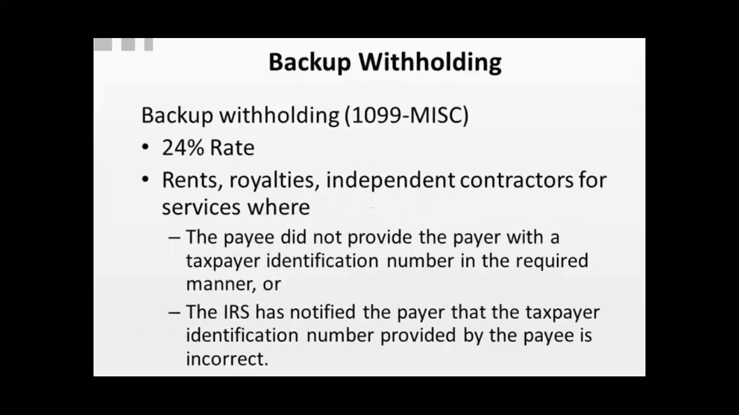Backup withholding is at a 24% rate. This is not a regular tax rate. It's 24%. Used to be 28, now 24%. It applies to rents, royalties, independent contractors for services where payee did not provide a taxpayer identification number, or the IRS has notified the payer that the taxpayer ID number provided was incorrect.